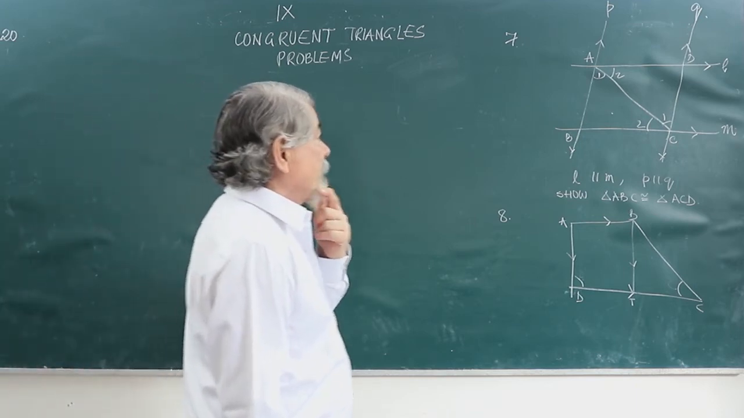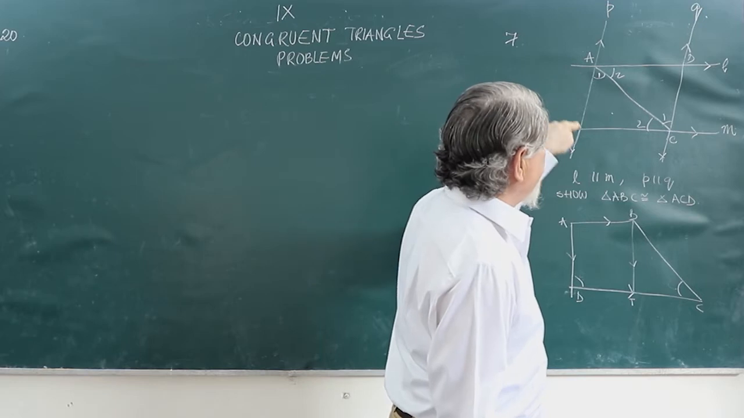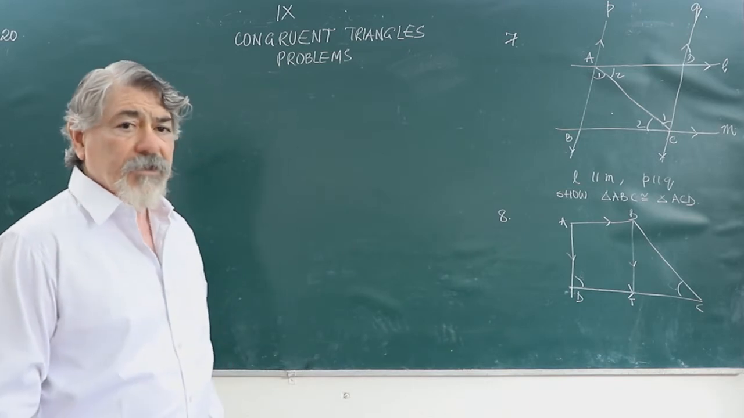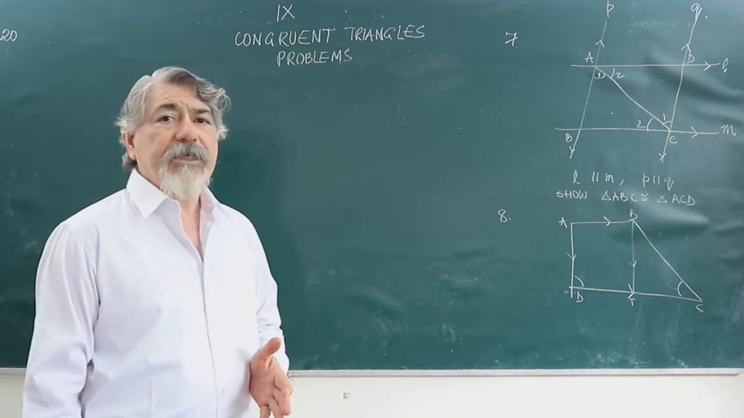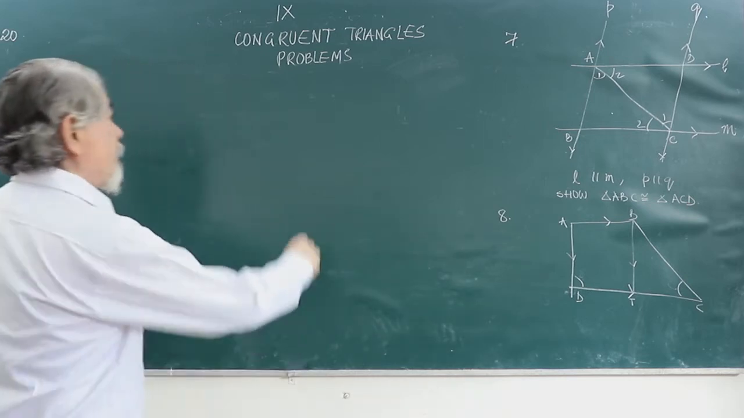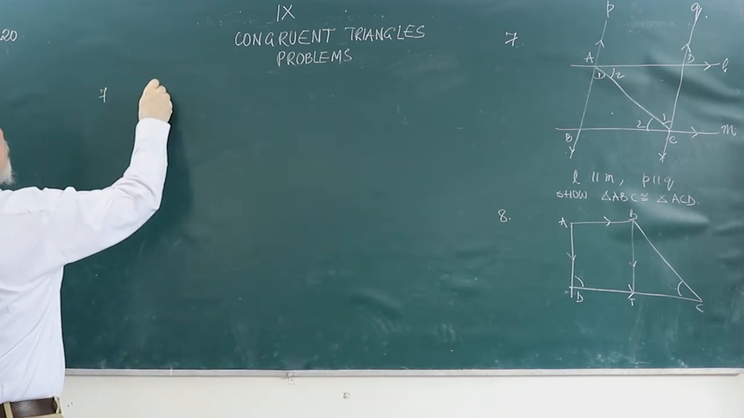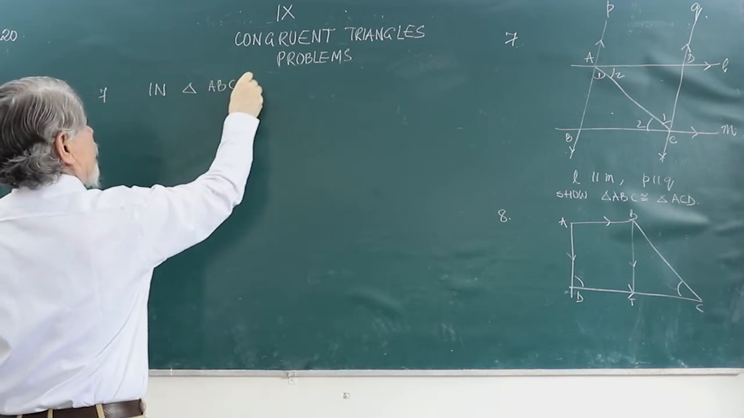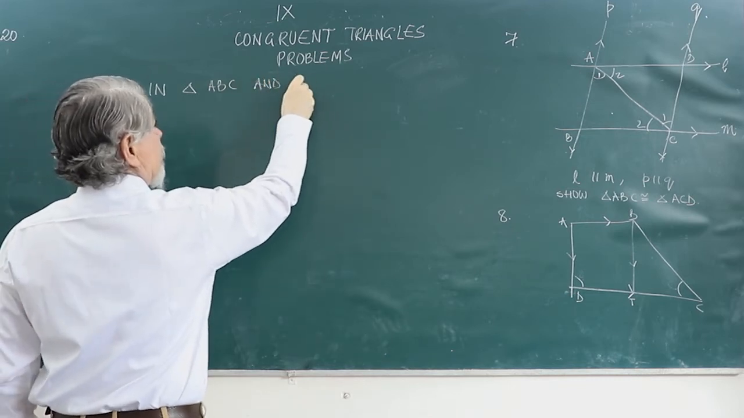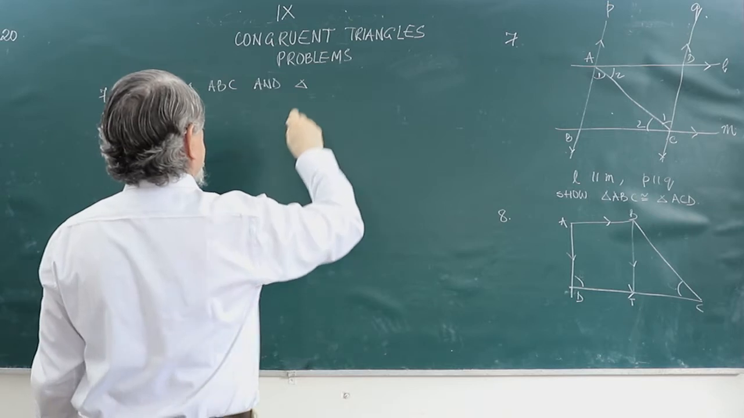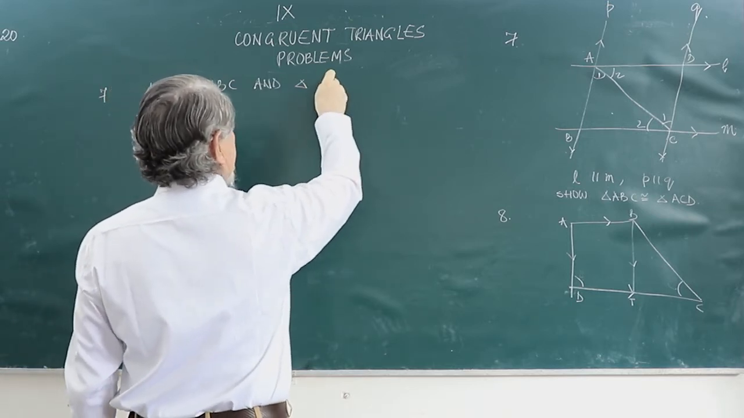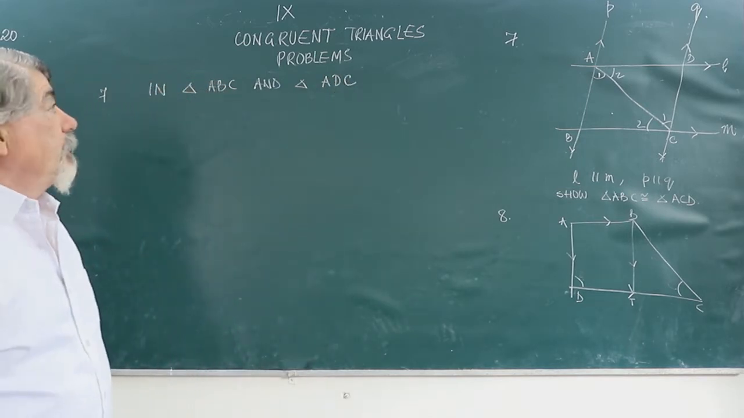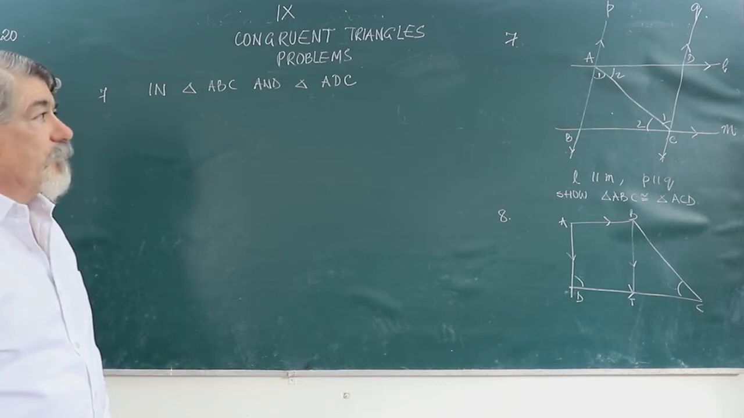What we have to prove is that triangle ABC and triangle ACD are congruent. They are congruent, that means they are equal to each other in each and every respect. So let us take this problem. In triangle ABC and triangle ACD, or ADC, let us prove these two triangles to be congruent.